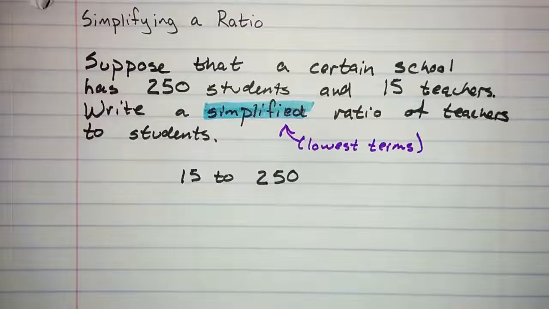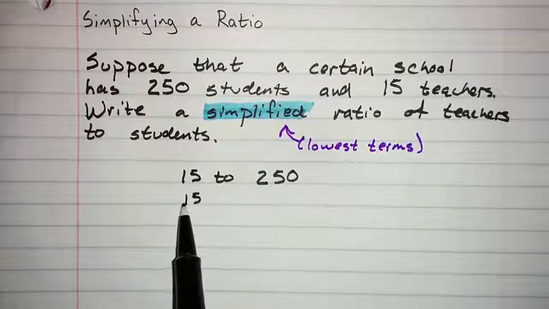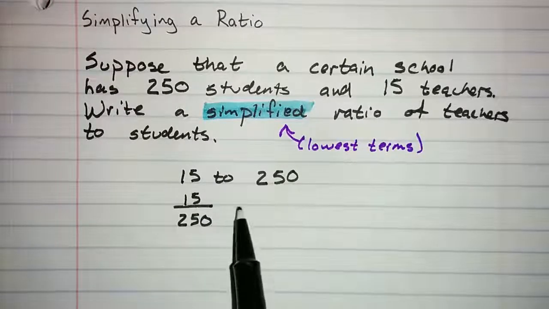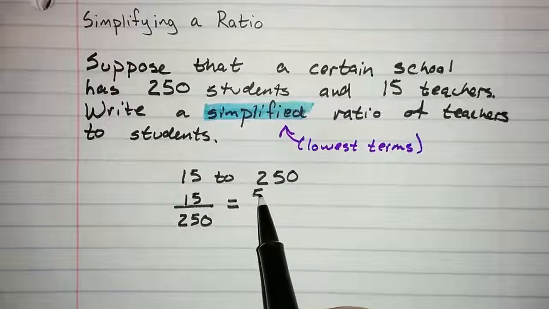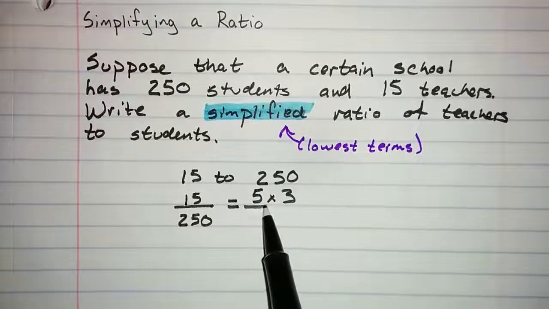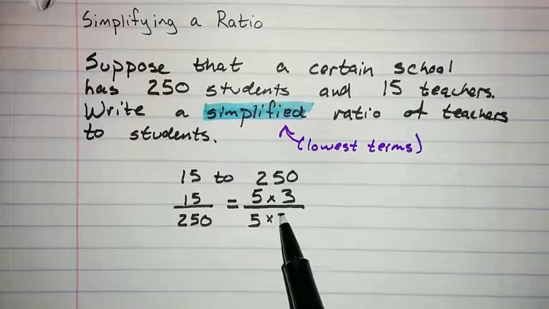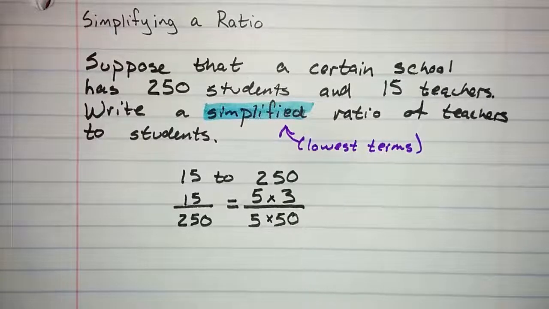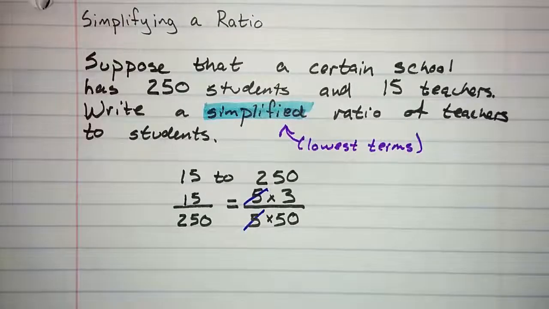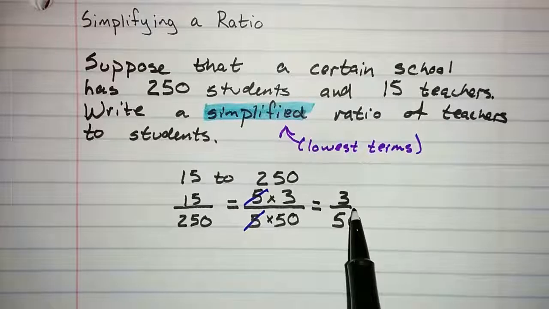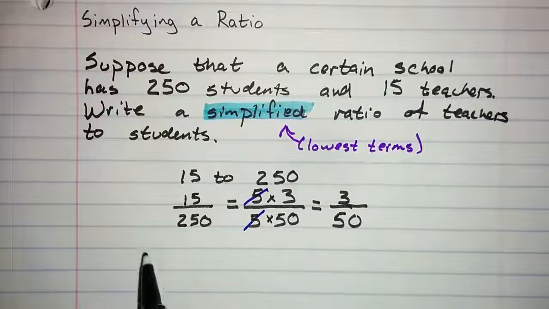I'm used to simplifying things that look like fractions, so to simplify this, I'm going to write it in fraction notation. I have 15 over 250. I notice that these each have a factor of 5. 15 is 5 times 3. 250, well, 25 is 5 times 5, so 250 must be 5 times 50. Now I can cancel out a factor of 5. I'm left with 3 to 50. And that's how I would report my answer.